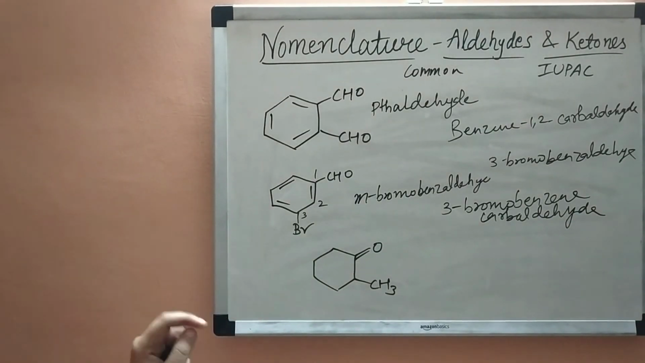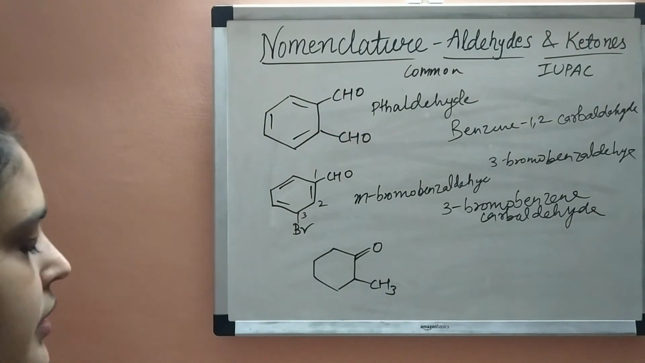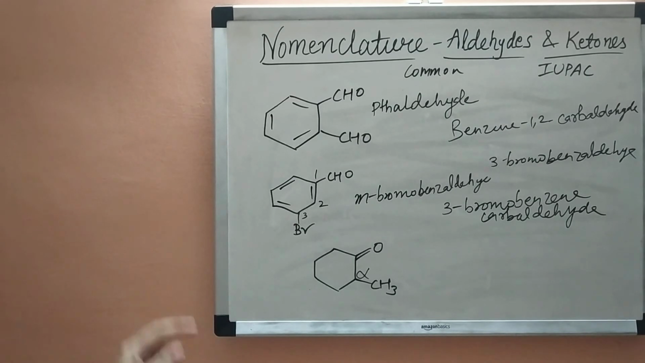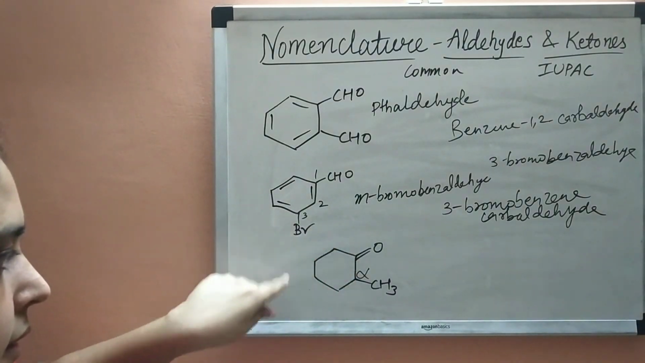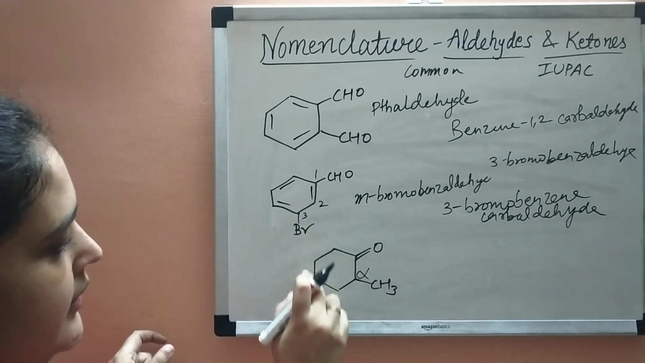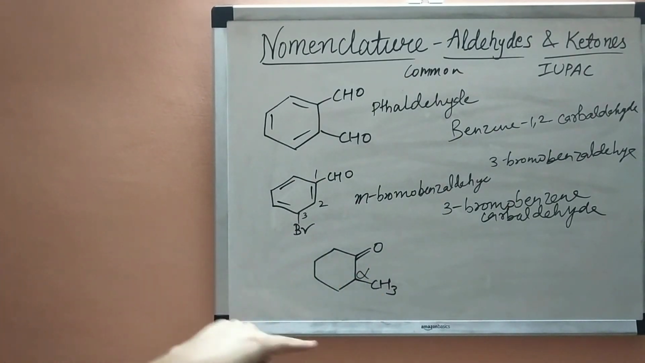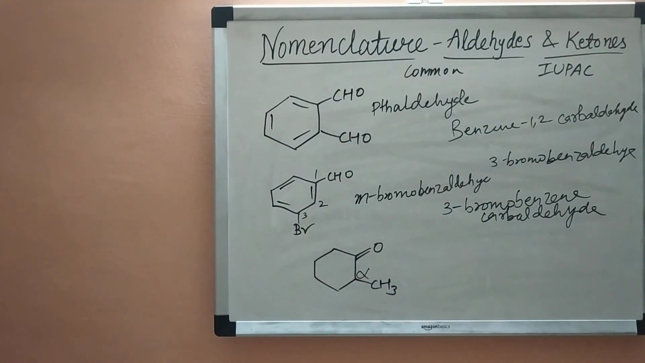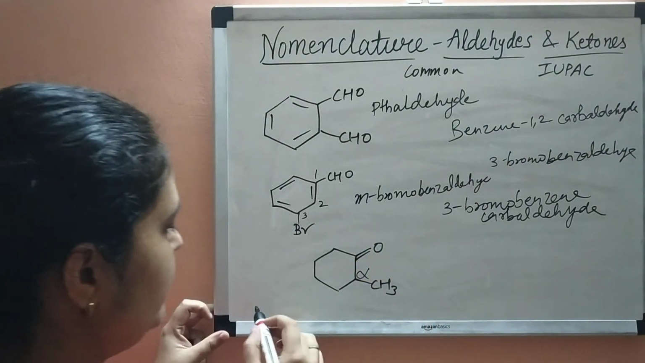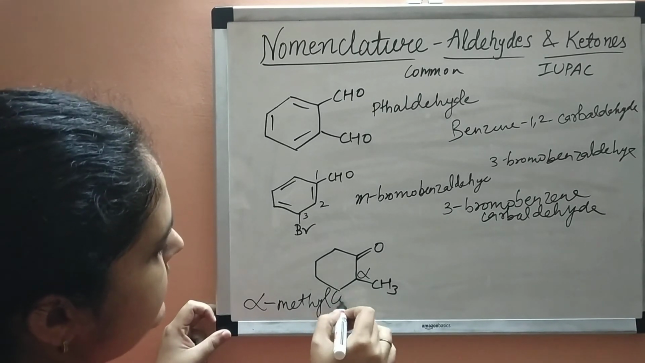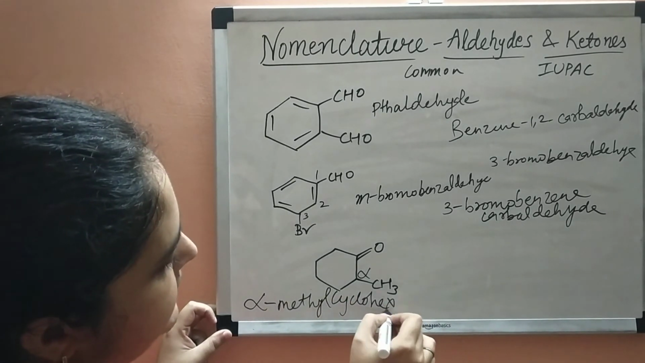Right? The last compound is a ketone. So here in the common name, this carbon is alpha. So this is the ring of cyclohexane, because it has 6 carbon atoms, and this is a closed ring. So this is cyclohexane, and there is a ketone group. So this is cyclohexanone, and in the common name its full name will be alpha-methylcyclohexanone.